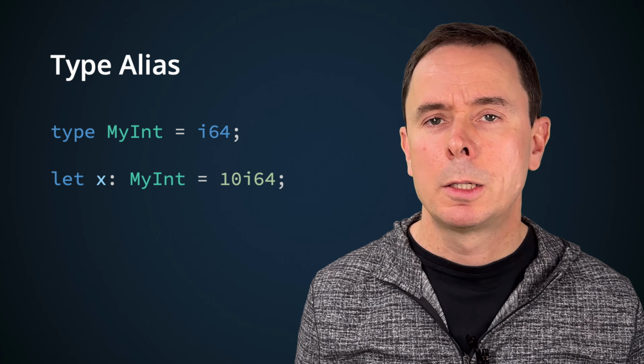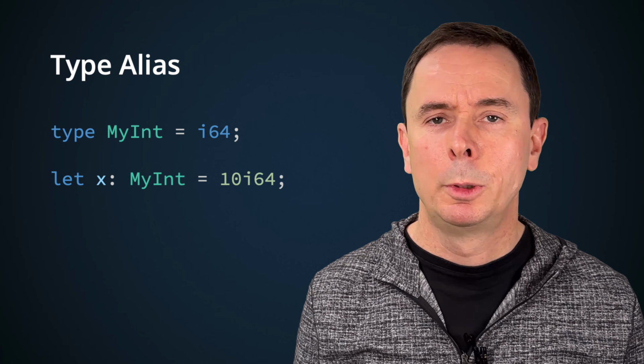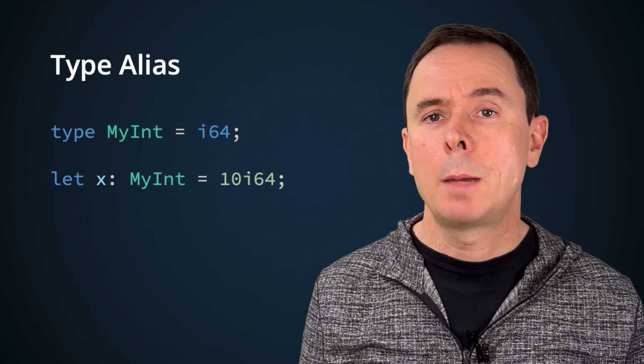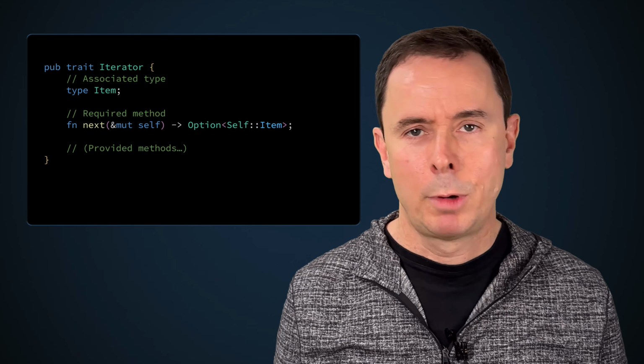As a quick warm-up for associated types, let's first take a look at type aliases with the type keyword. When I say type MyInt = i64, MyInt is just a new name for i64. This does exactly what typedef does in C. It just creates a new name for an existing type. And I can assign an i64 value directly to a variable of type MyInt because it's the same type, just a different name.